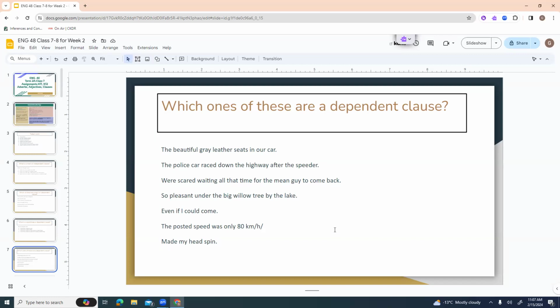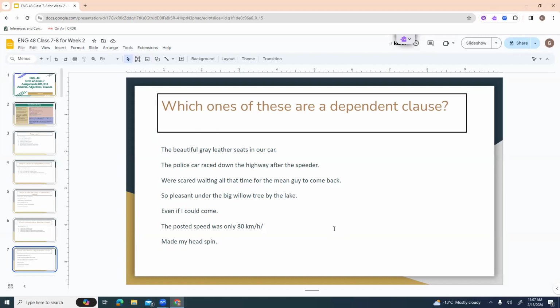The police car raced down the highway after the speeder. Okay, is there a subject? Sure, the police car. Is there a verb? Raced. And is it a dependent clause? No, it stands all by itself, right? The police car raced down the highway after the speeder. It's perfectly understandable.